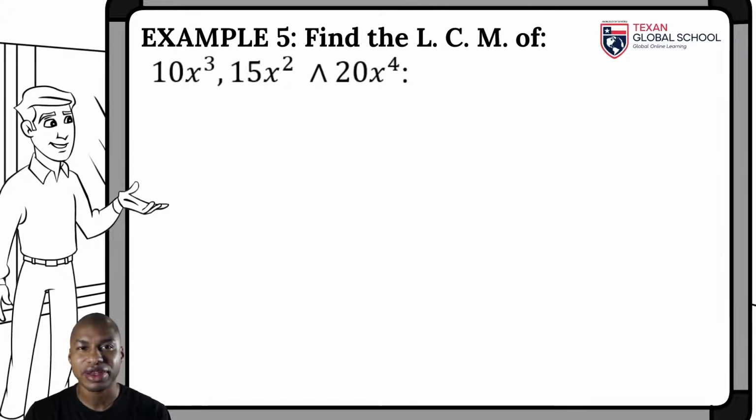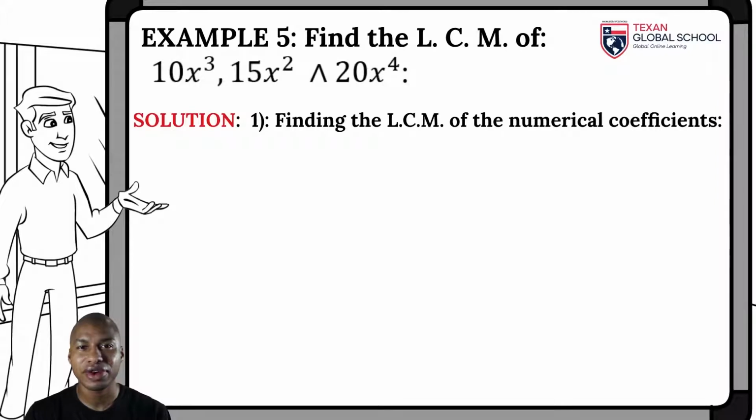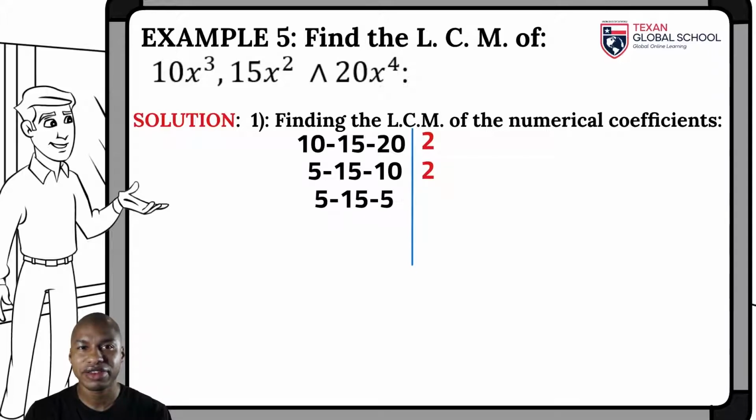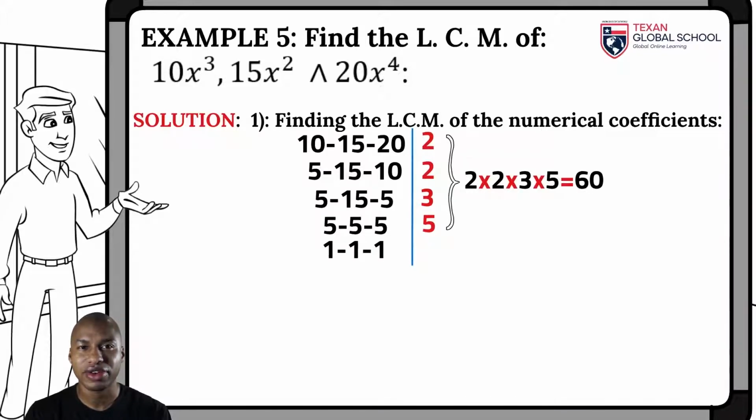First, we obtain the least common multiple of the numerical coefficients 10, 15, and 20. Since at least one of those numbers is divisible by 2, we start with this prime number. The 10 is still divisible, so we put the 2. Subsequently, the 3 is a divisor of 15, and finally, we divide by 5. In this way, the least common multiple of the numerical coefficients of these expressions is 60.